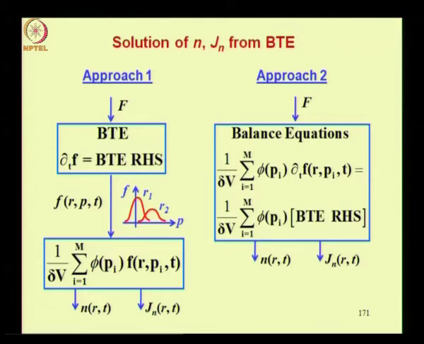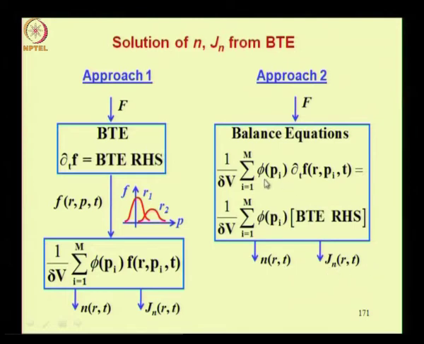Now this is shown in the block diagram, and the resulting equations are called balance equations. So you can see what we are doing is that we are multiplying all the terms of this equation by phi and then summing up over all the states, all the momentum states, with the result that the left hand side of the Boltzmann transport equation becomes a function of either n, Jn or other such quantities.